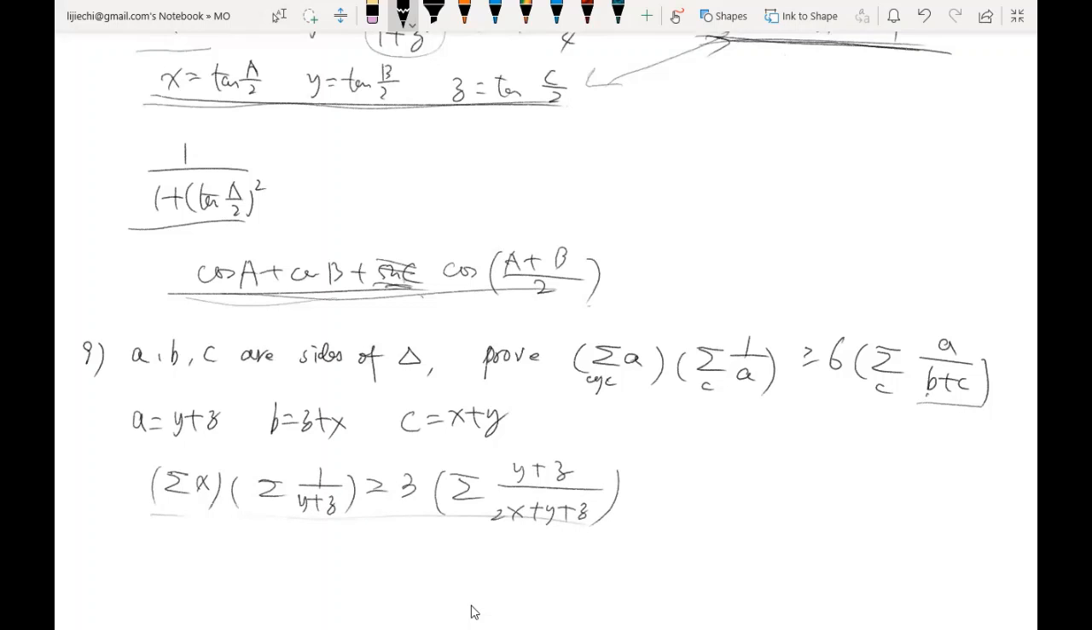Normally we don't like to make this a little bit more complicated, right? Compared to the original, this one seems more complicated. But by doing it this way, we can get rid of all the denominators. And then we could use sum of squares to show this definitely holds, right? And we can try to do this.